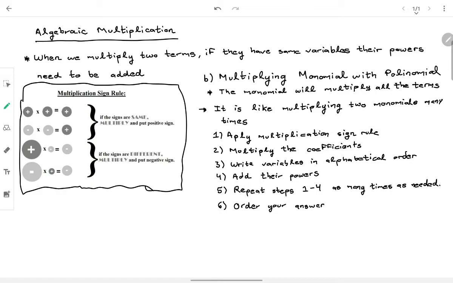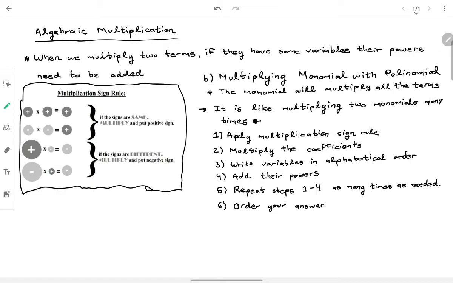The next topic is how to multiply a monomial with a polynomial. Don't worry, it's very similar. The monomial will multiply all the terms in the polynomial. So here I put a little note. It's like multiplying two monomials many times. So it's like what we have seen in the last exercises, but you need to do it many times.